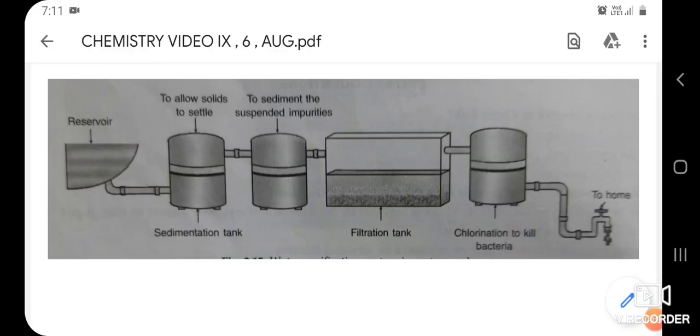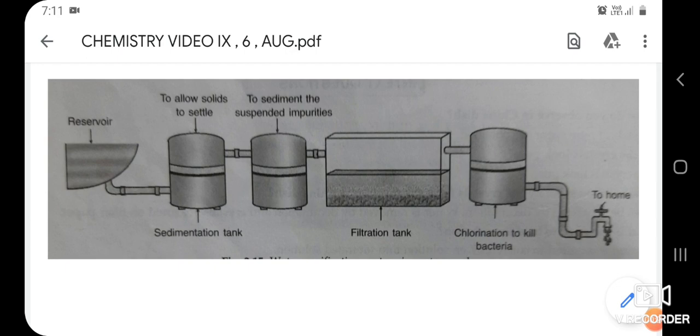Today we are going to complete physical and chemical change, elements, compounds, and mixtures. Let's start with the topic of purification of water. In cities, drinking water is supplied from waterworks. In this flow diagram, you can observe it very carefully, right?